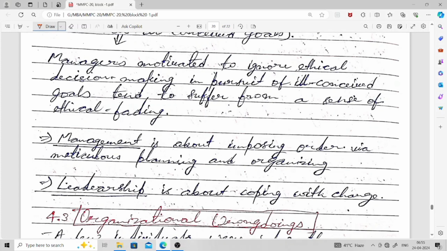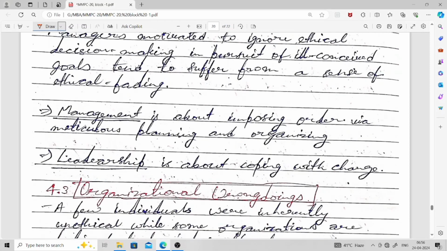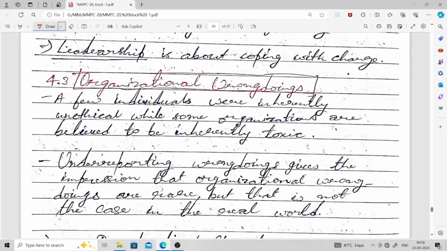Management is about imposing order via meticulous planning and organizing, and leadership is about coping with change. So whenever there is a need to change, there comes the leadership. But whenever it is about imposing order via meticulous planning and organizing, that's all about management. Then you have organizational wrongdoings.